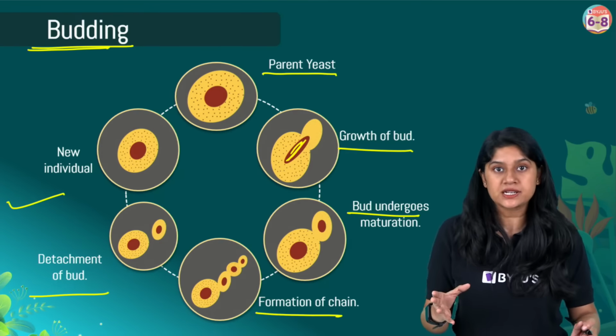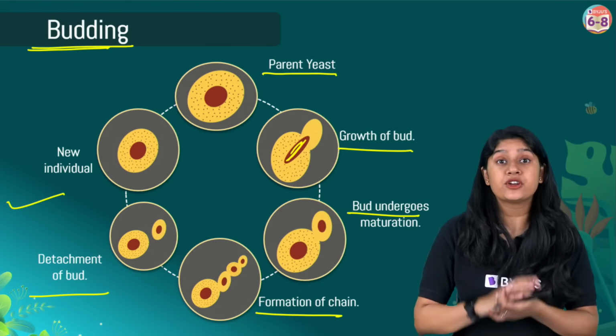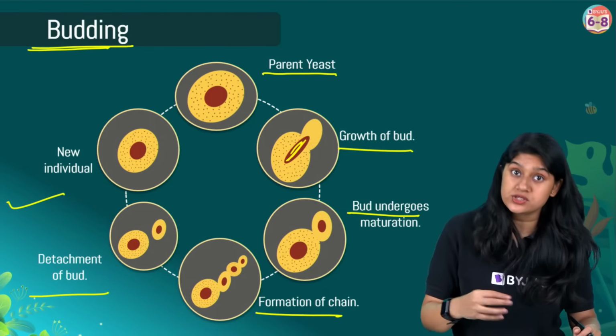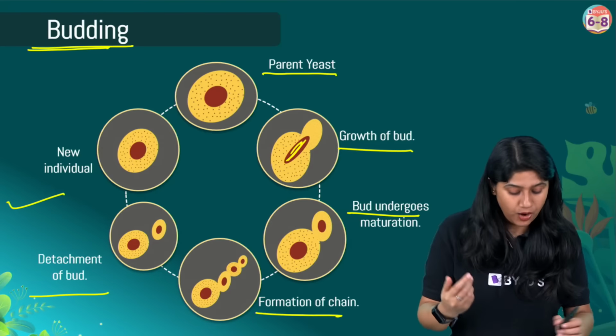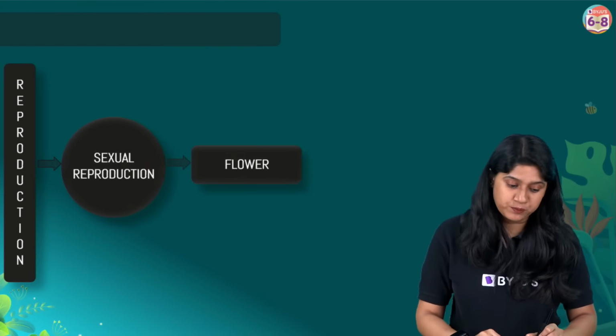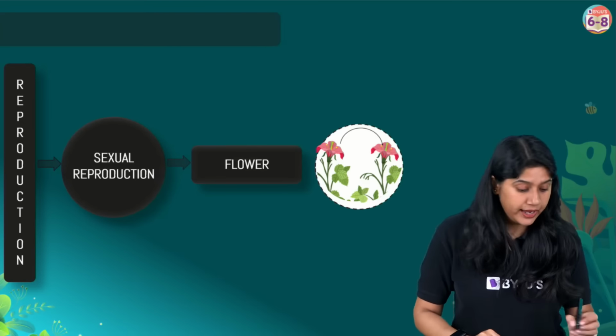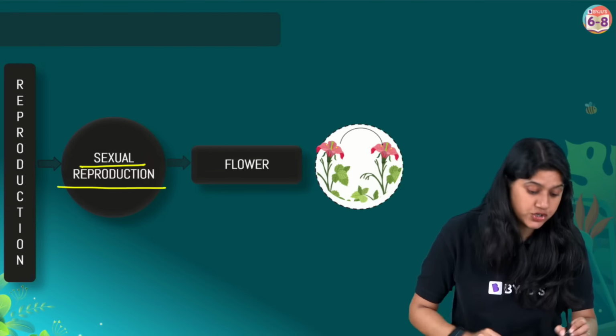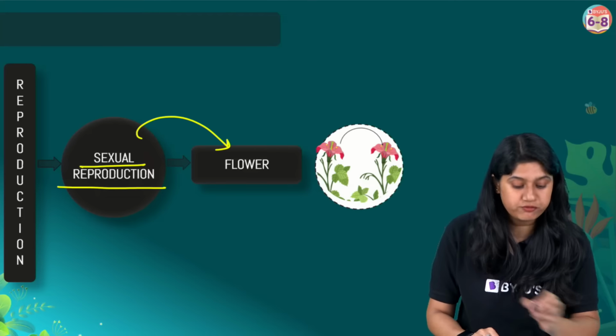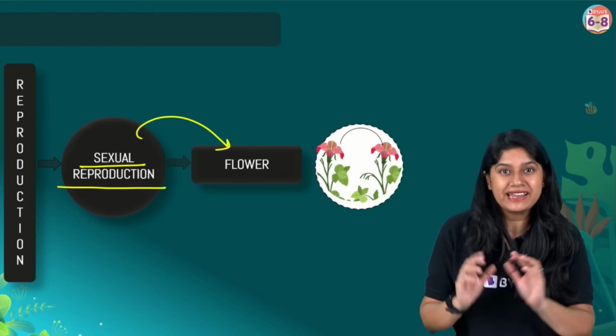So we have discussed in quite some detail the different modes of asexual reproduction used by different plants. Now, we'll be moving ahead and discussing sexual reproduction, which we see in plants, and of course, in plants, sexual reproduction occurs with the help of the flower. So we'll be discussing the flower, and let's get started.